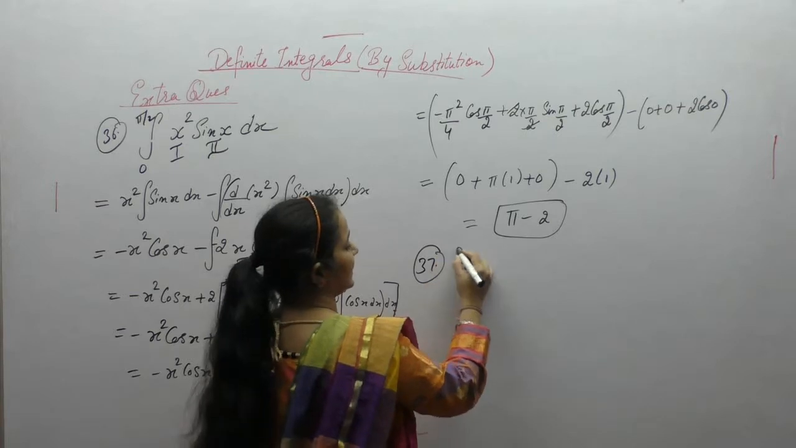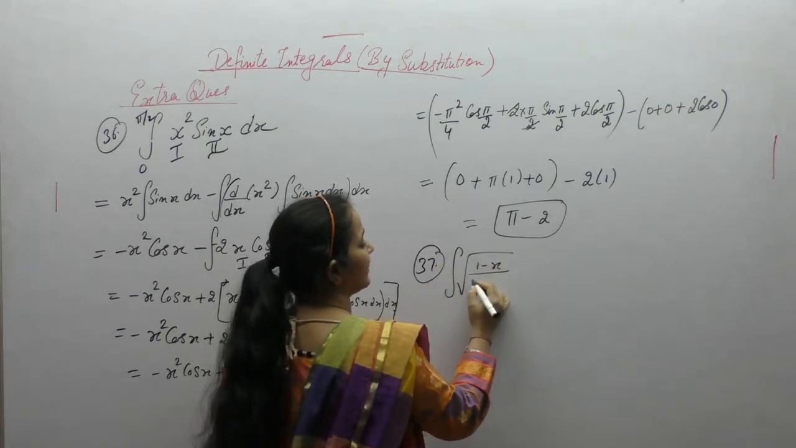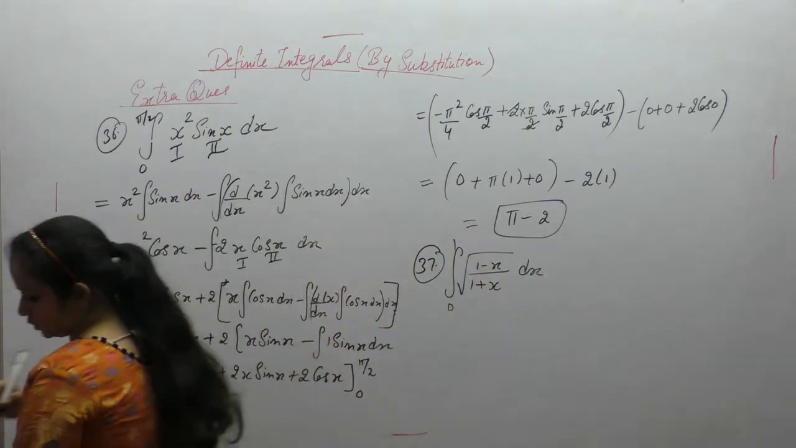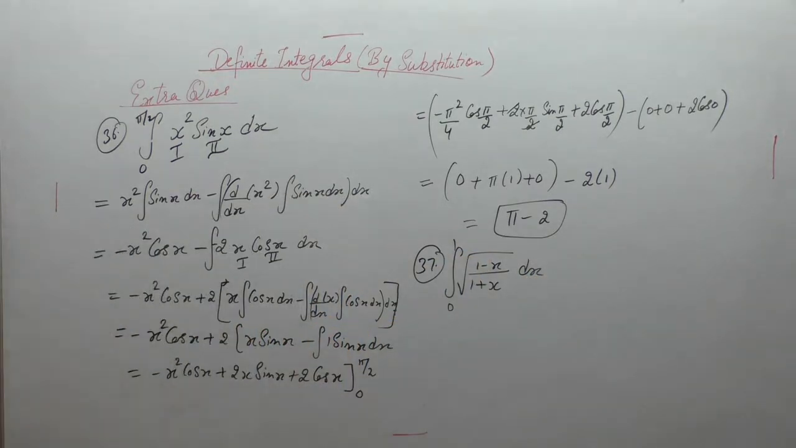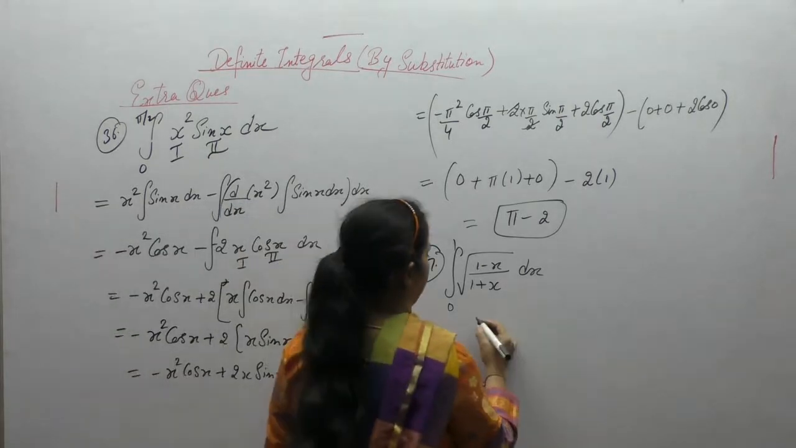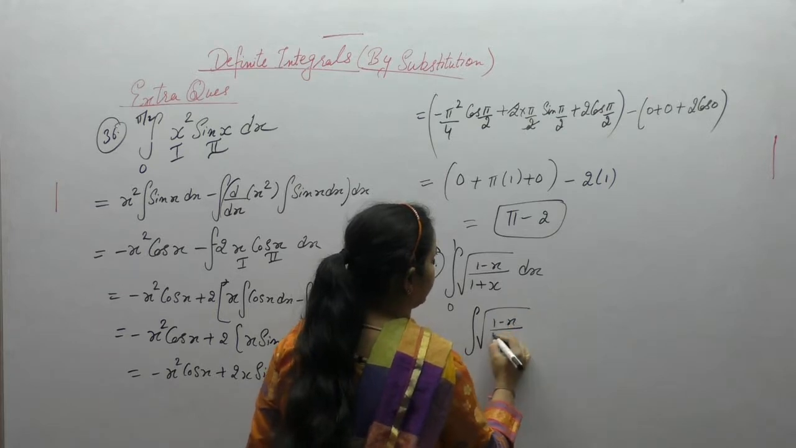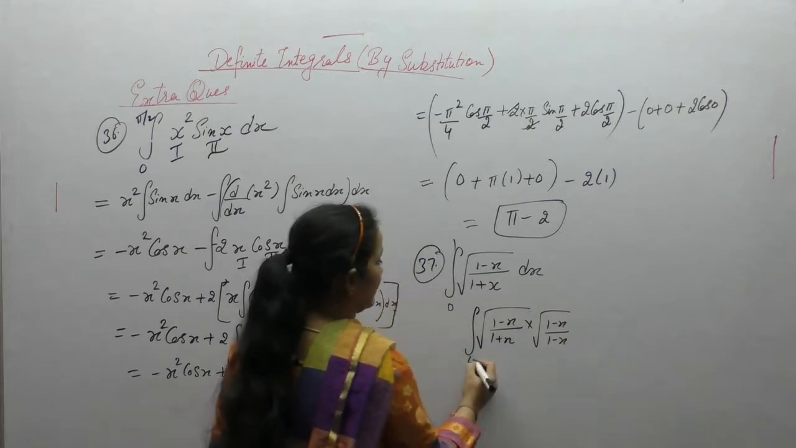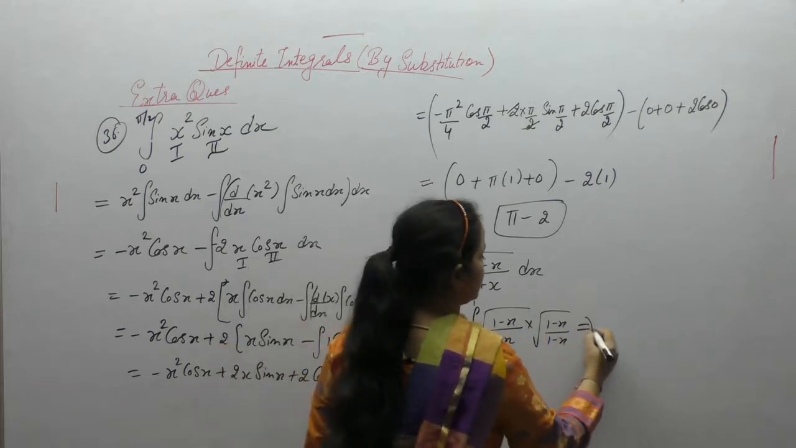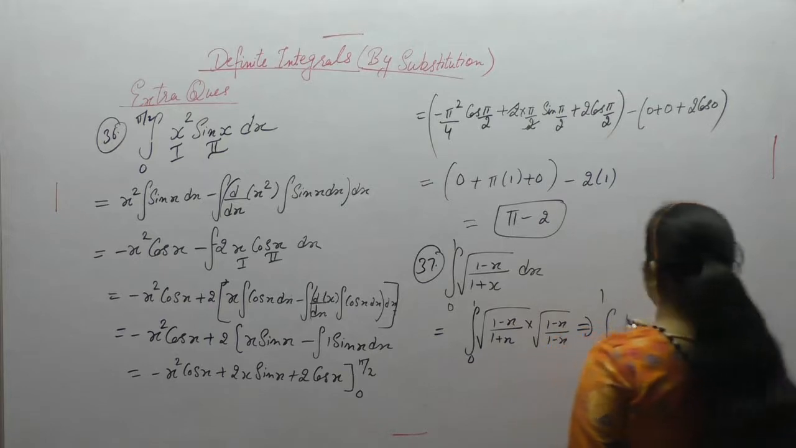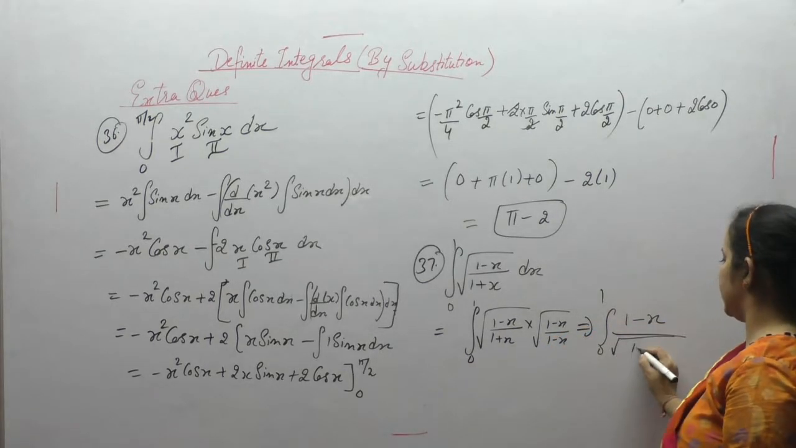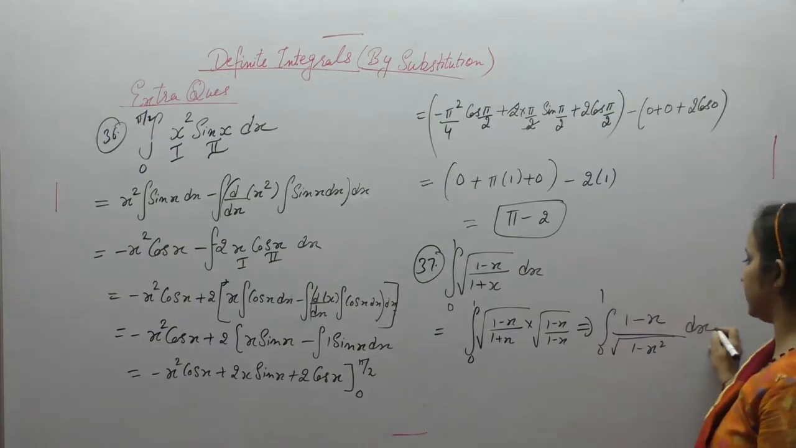Next is the integral of square root of 1 minus x upon 1 plus x, and the limit goes from 0 to 1. First we will rationalize it. Square root of 1 minus x into square root of 1 minus x. A plus b into a minus b is a square minus b square.